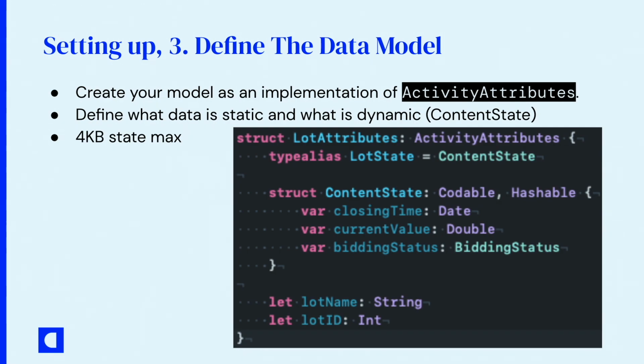And then there is a variable ContentState that you have to provide, which is the dynamic part, the stuff that updates live. So our closing time can change, the current value can change, the bidding status can change, like is this person on top, or is the person outbid? And for the updates, there is a max of 4 KB payload that you can send. This is the same as for push notifications, I believe. So you cannot really push a lot of image data live. They say you can push image data for the static part, but I will get back to that.